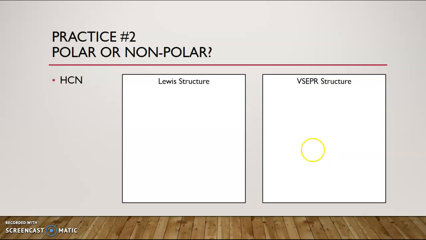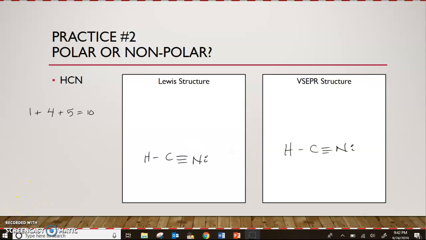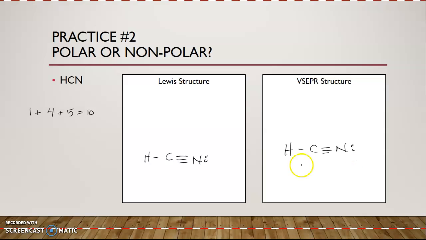Okay, HCN, give this a shot, and when you're done, you can check it. Okay, we get a total of 10 electrons here. If we draw our Lewis structure, our VSEPR structure would be the same. They're both linear. But I know that nitrogen has the greater electronegativity value. So my electrons are being drawn out in this direction, and it is in fact polar.